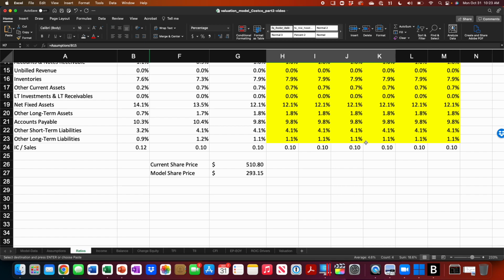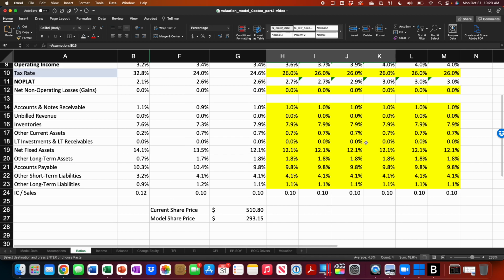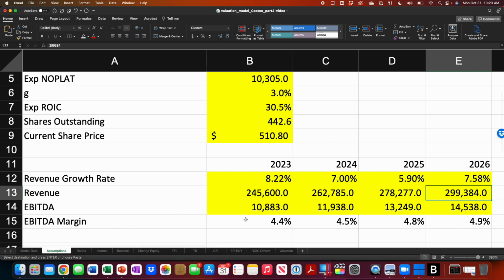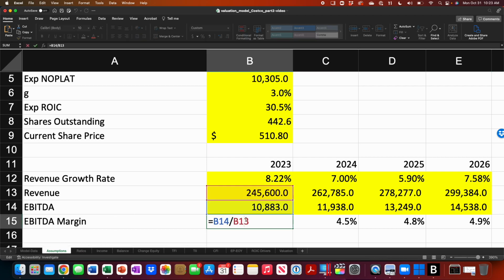Yes. Questions? Yes. I'm not sure of the formula again for the EBITDA margin. Formula for which one? The EBITDA margin. The EBITDA margin is just the EBITDA divided by the revenue. It's just the percentage. Any other questions? All right.